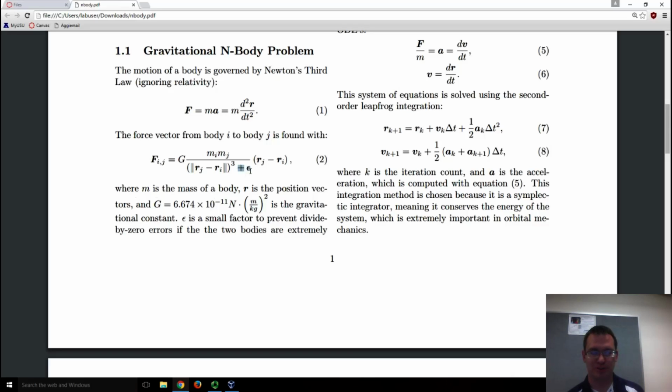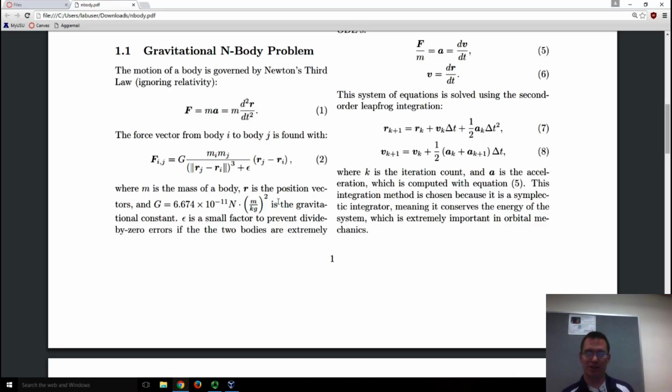Notice I put in a small epsilon factor. That is for numerical reasons. There are other ways to do this, but this is the easiest. It prevents divide by zero errors, because what if the two bodies are coming towards each other and they end up on top of each other? That would be really bad.